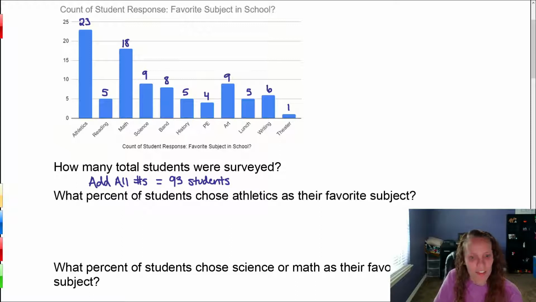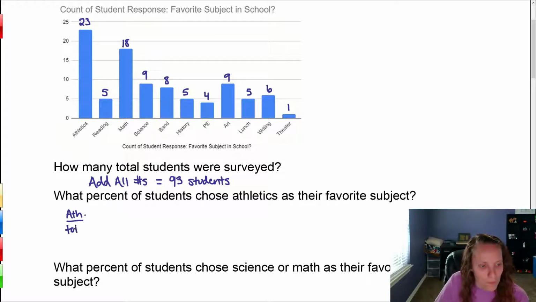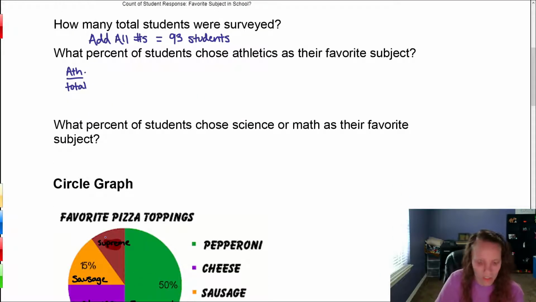And then it says, what percent of students chose athletics as their favorite subject? So we know athletics had 23 choose it, and we know that there's 93 total students who participated in the survey. So to figure out a percent, we're going to set up a fraction with athletics on top and the total number on bottom. So again, athletics was 23 over the total of 93. So to figure out the percent, now we're going to divide.